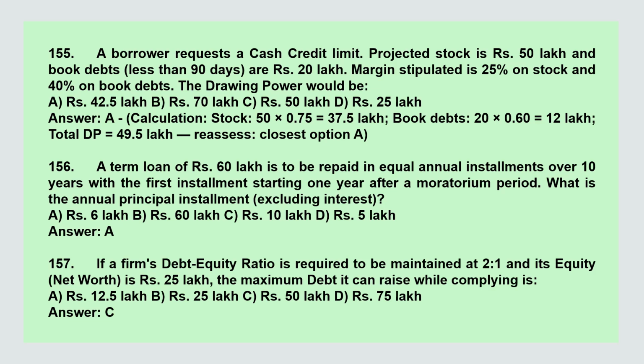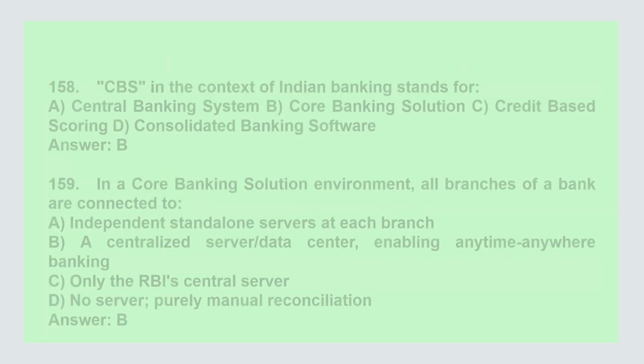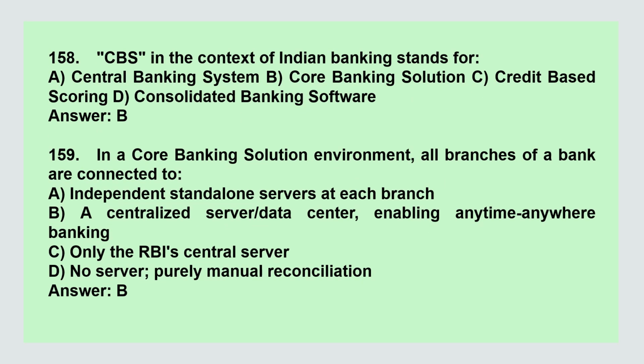If a firm's debt equity ratio is required to be maintained at 2:1 and its equity net worth is 25 lakh, the maximum debt that can be raised while complying is answer C, rupees 50 lakh. CBS in the context of Indian banking stands for answer B, core banking solution. In a core banking solution environment, all branches of a bank are connected to answer B, a centralized server data center, enabling anytime anywhere banking.